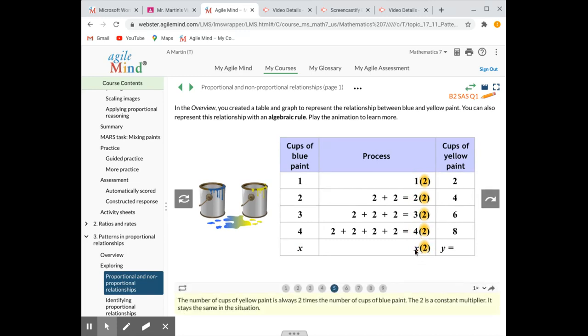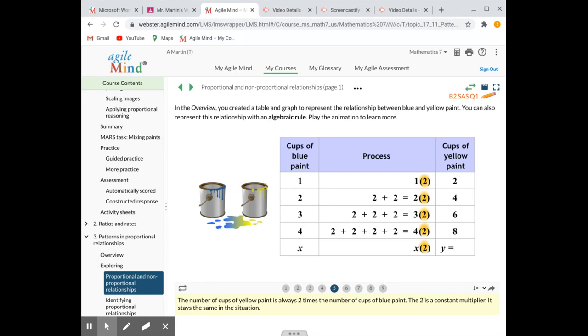So just like Jamal said, we did what? Read what that says, please, Jamal, in the yellow. X times 2. No, the number of cups. The number of cups of yellow paint is always 2 times the number of cups of blue paint. The 2 is the constant multiplier. It stays the same in the situation.